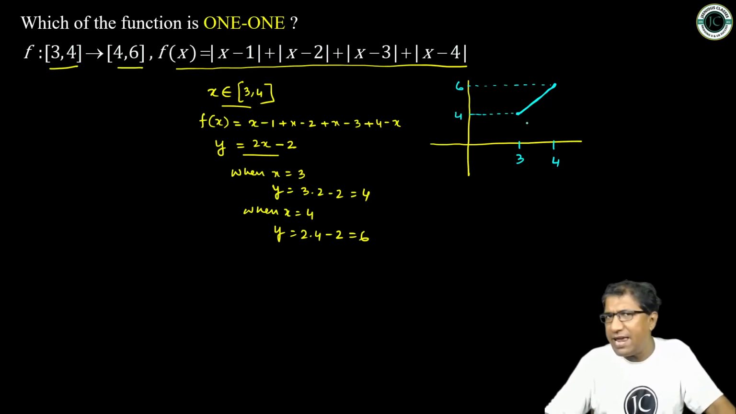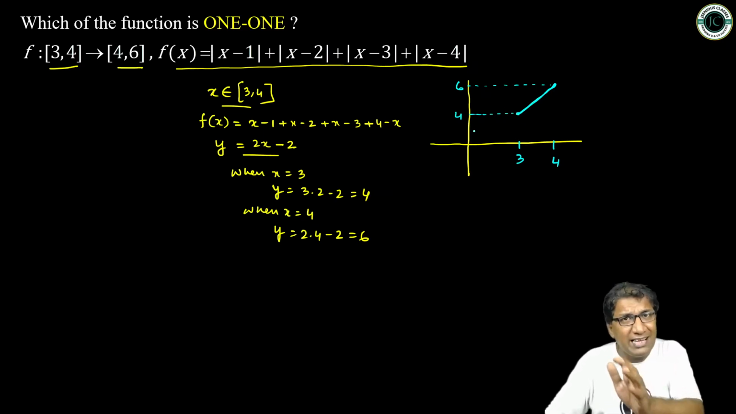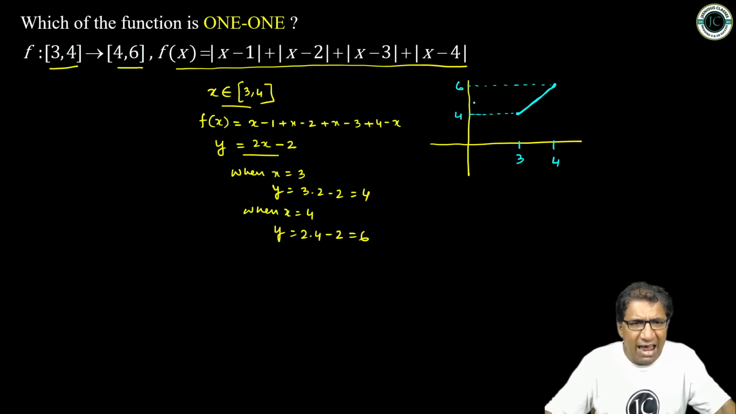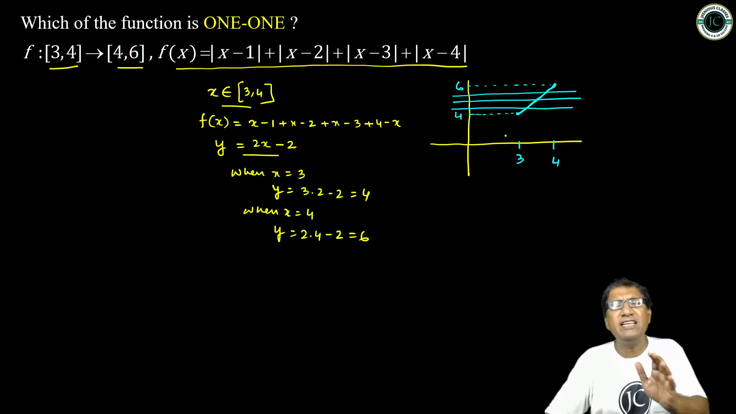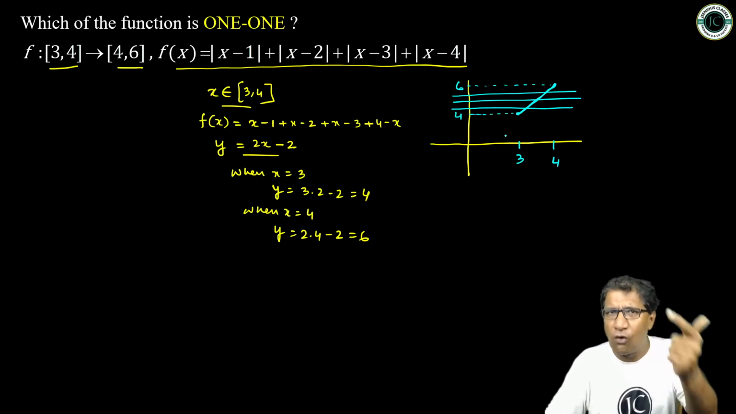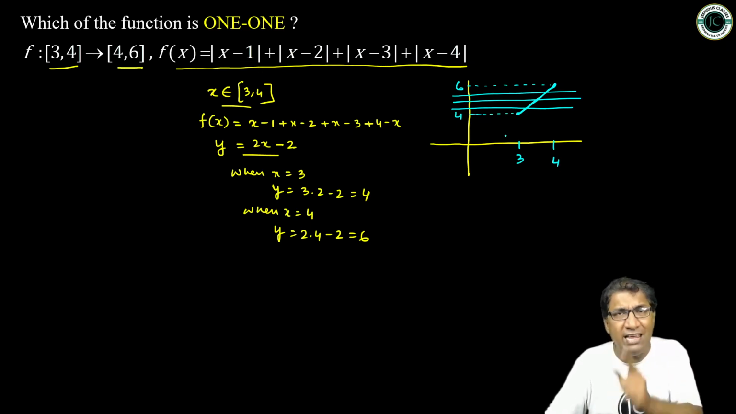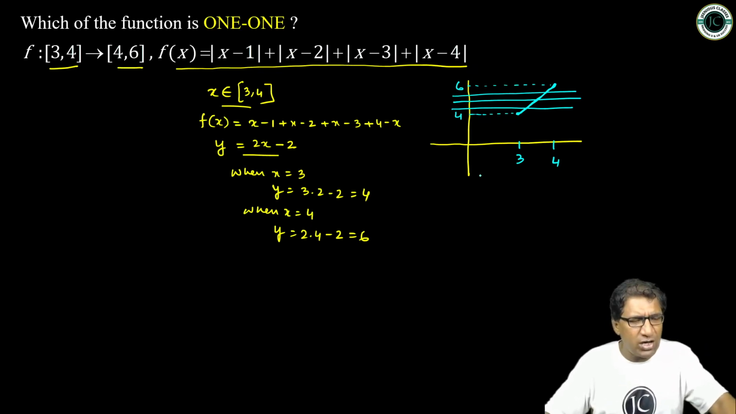We can easily see from this graph itself that if we go for the horizontal line test, you will find that within this domain, every time the horizontal line is intersecting the function at only one point. That is, for one y belonging to 4 to 6, we are always getting one x lying from 3 to 4. Therefore, this function is very much a one-one function.